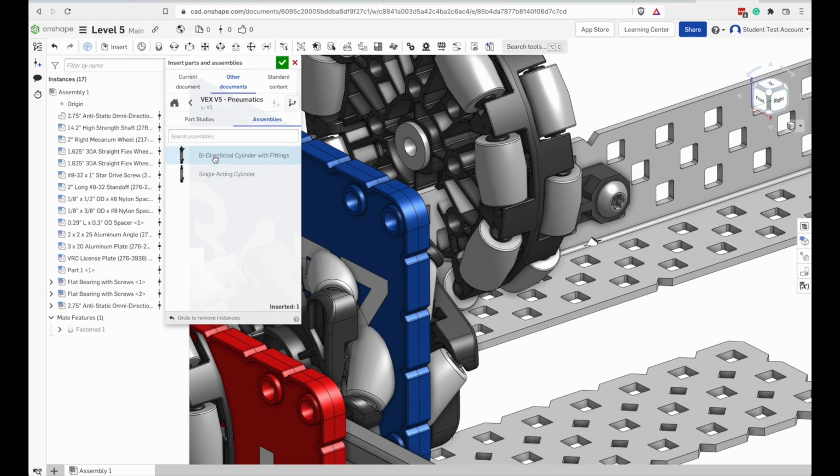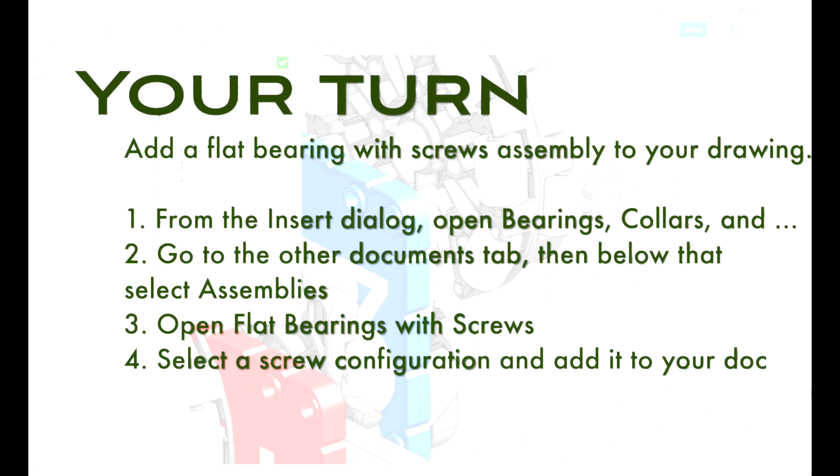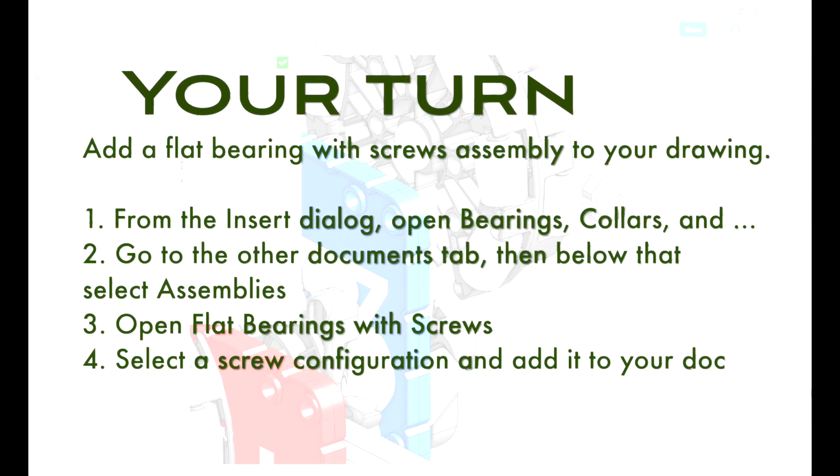For pneumatics, you want the piston to be able to move. So the piston and the cylinder are actually two different pieces, and they come together in assembly. Give it a try. Add a flat bearing with screws assembly to your drawing.